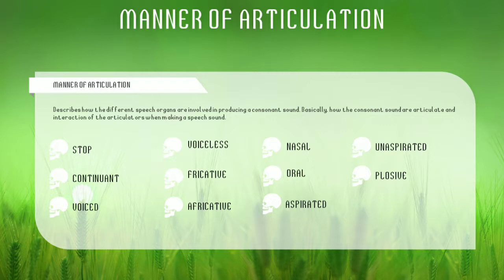Manner of articulation describes how the different speech organs are involved in producing consonant sounds. Basically, how the consonant sounds are articulated, and the interaction of the articulators when making a speech sound. The articulators are speech organs such as the tongue, lips, and palate.